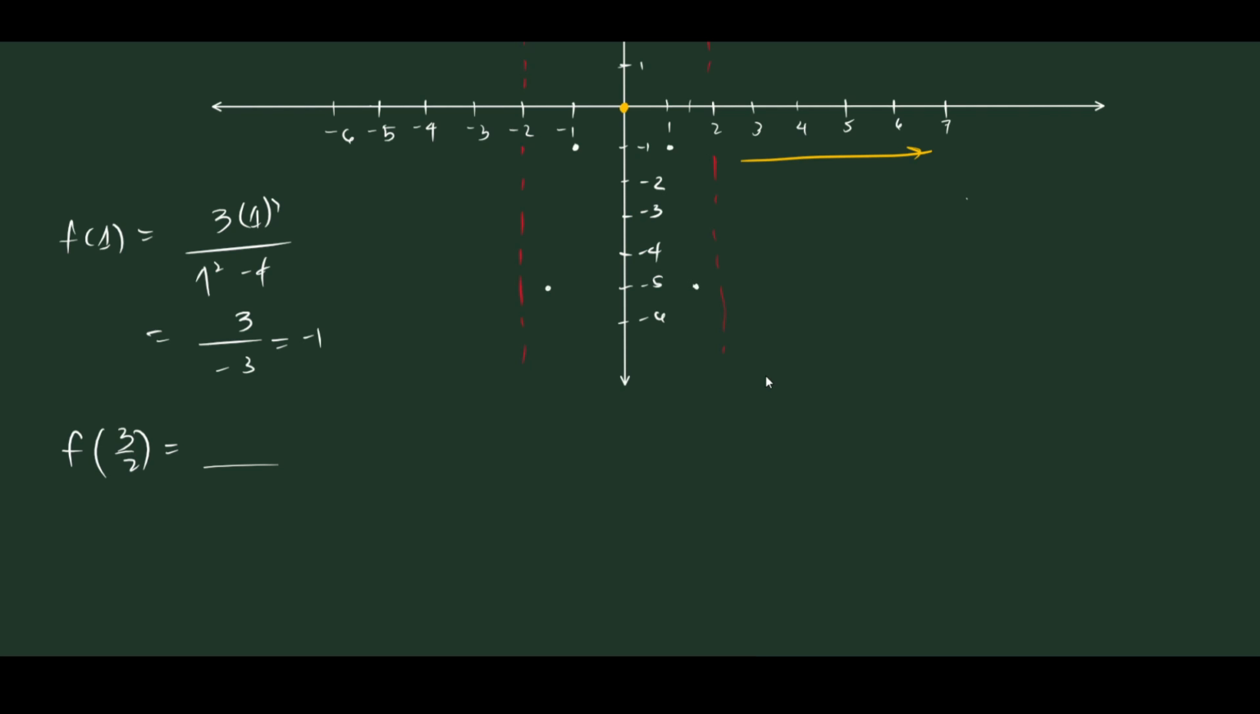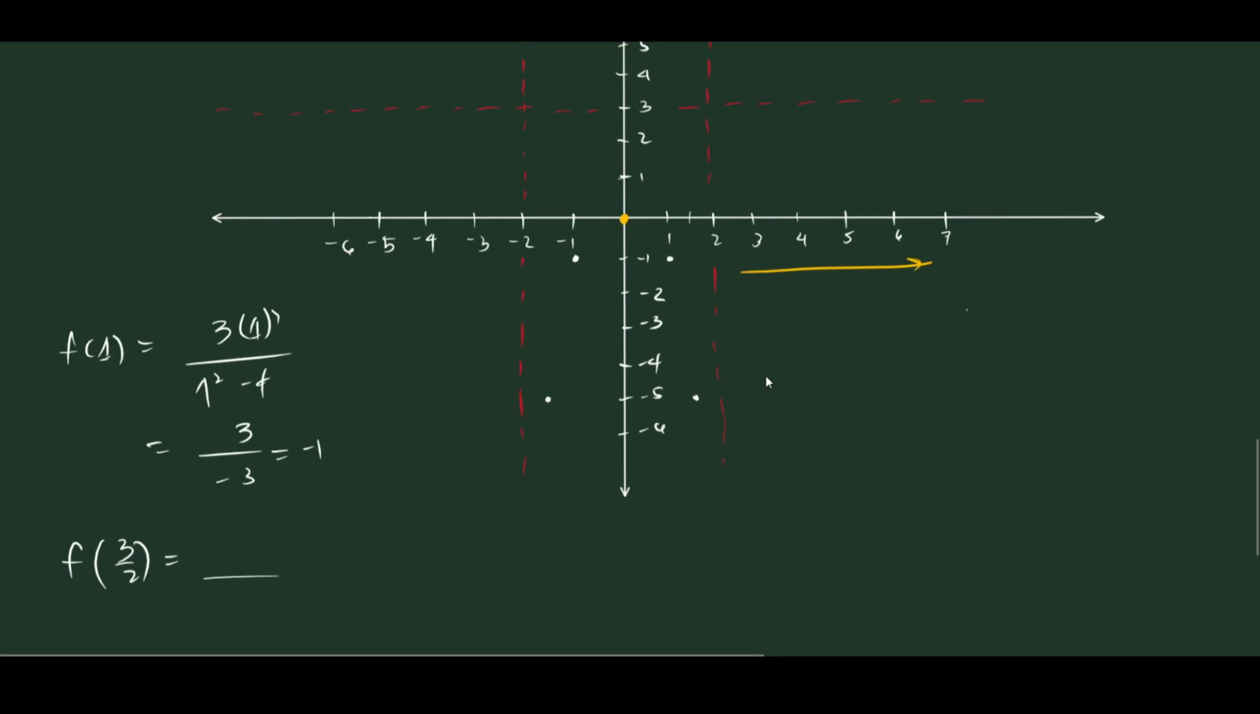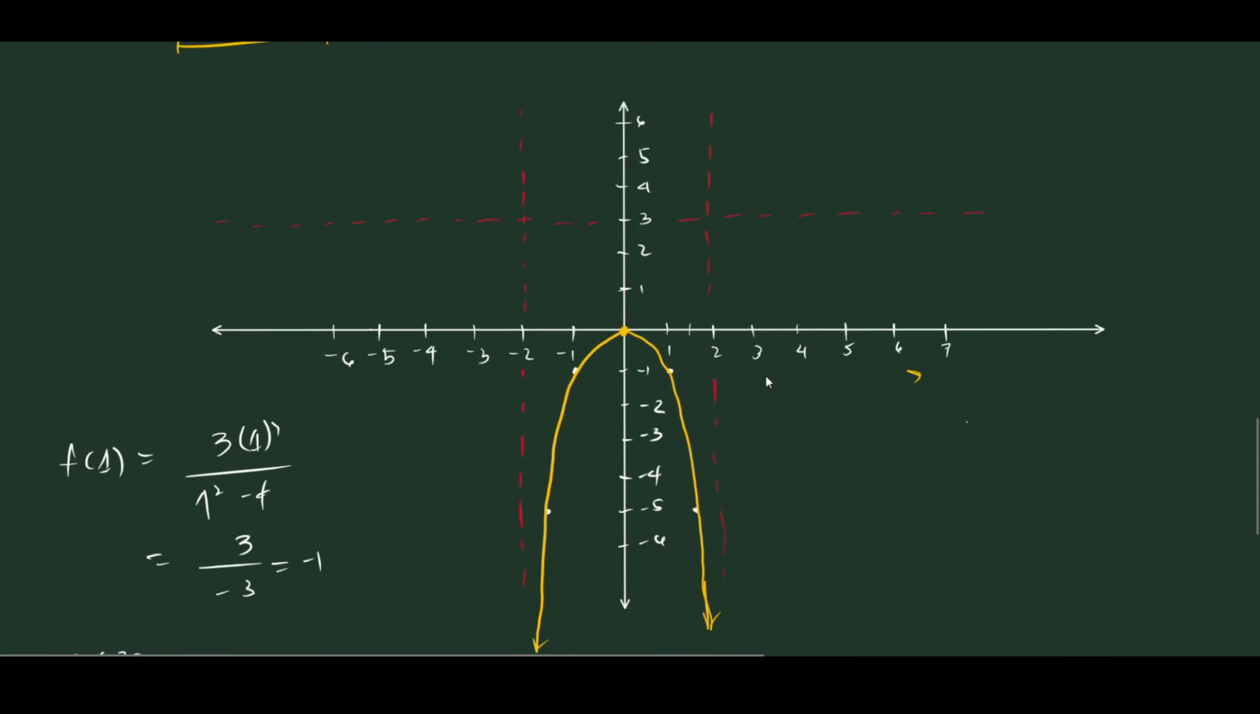Okay, so if we connect these points, it's like we have an inverted parabola, a parabola facing downwards. So let's draw that. Okay, so there's an asymptote here. You can plot out more points if you want to be really sure of how the graph looks. Okay, so that's how our graph looks there.